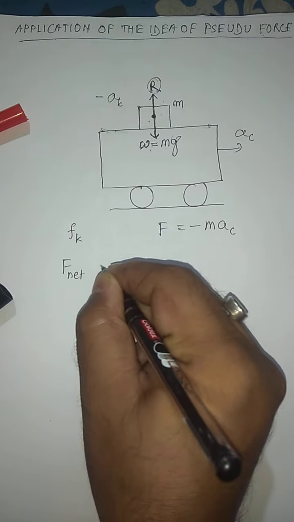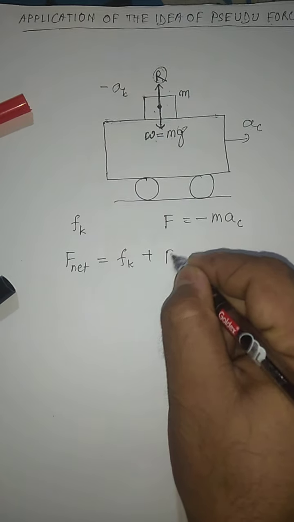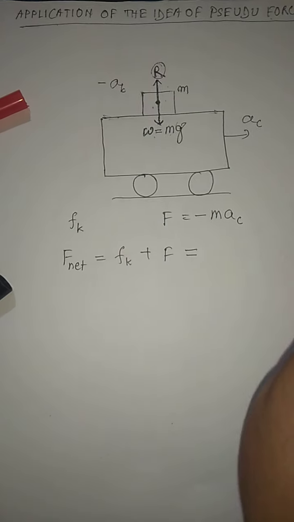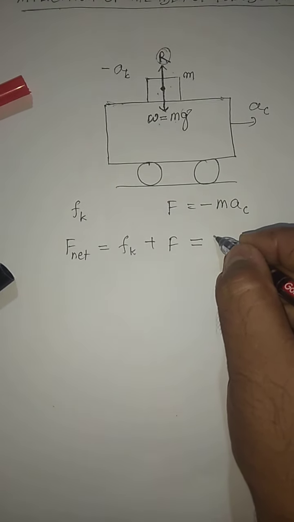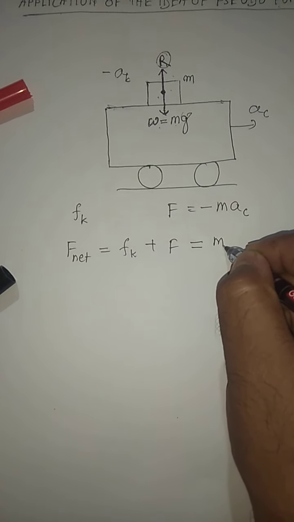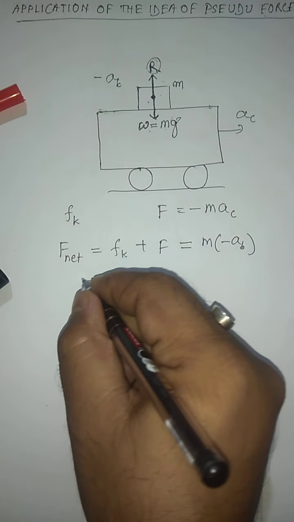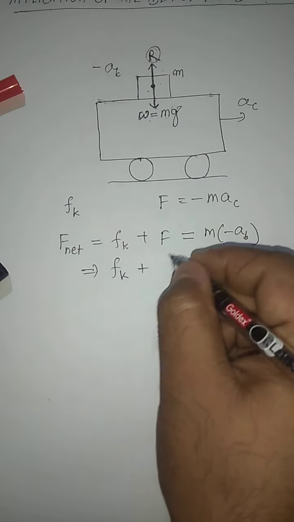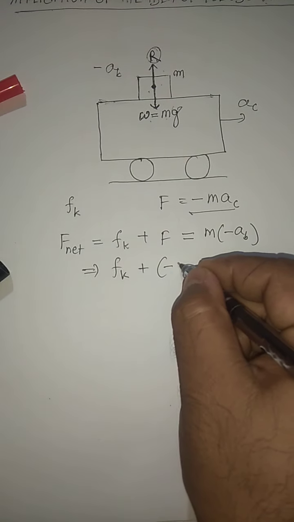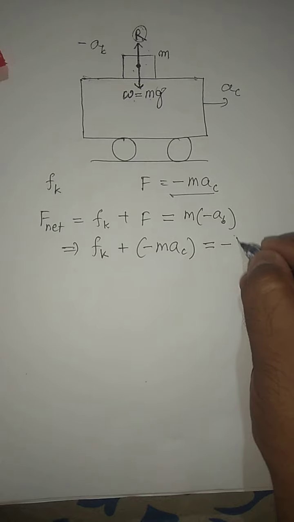The net force acting on this block is given by F net is equal to Fk, the force of kinetic friction, plus pseudo force, and by Newton's second law of motion we know that the net force acting on any object is equal to its mass multiplied by its acceleration, minus AB for this block, or Fk, the force of kinetic friction, plus in place of pseudo force we write minus m AC, is equal to minus m AB.